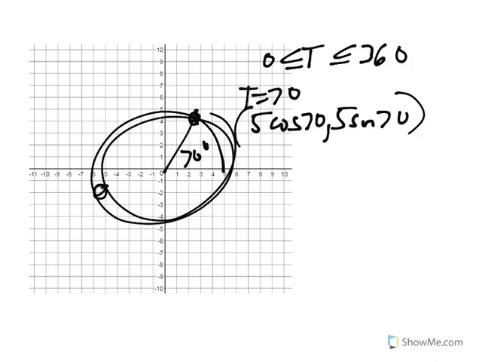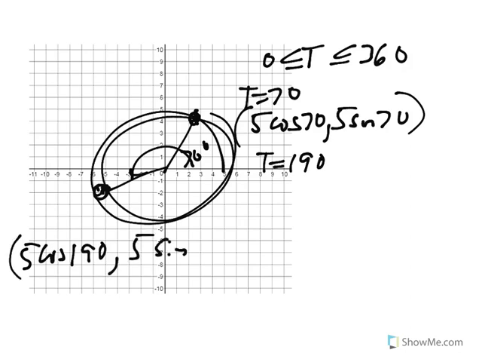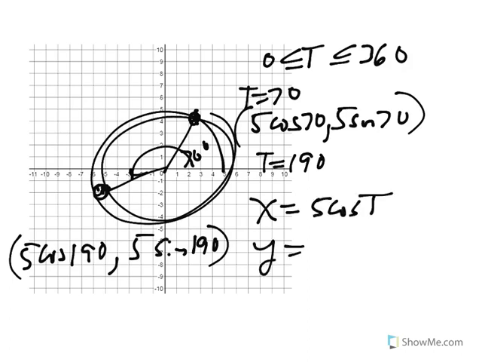And over here, at 190 degrees, at t equals 190, I'll have this point, which is 5 cosine 190, comma 5 sine 190. And that's true for any point on the unit circle, or if I throw a 5 in there, any points on the circle with center 0, 0, and radius 5. So the parametric equation would be x equals 5 cosine t, y equals 5 sine t. And that will make this circle.